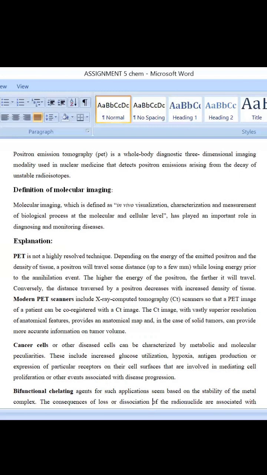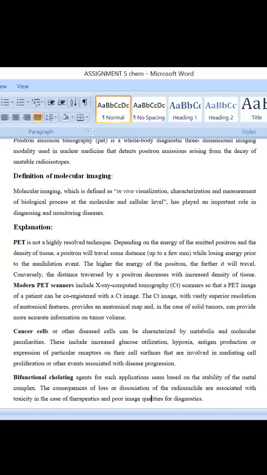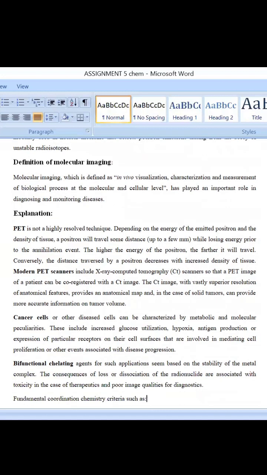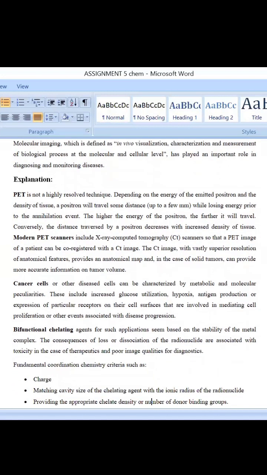Biofunctional chelating agents for such applications are chosen based on the stability of the metal complex. The consequences of loss or dissociation of the radionuclide are associated with toxicity in the case of therapeutics and poor image quality for diagnostics.